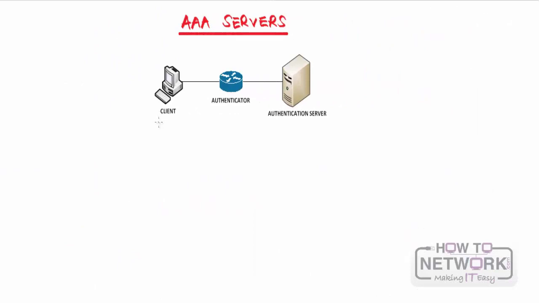AAA can be divided into three basic parts: the client, the authenticator, and the authentication server. So let's take an example. If you go to a VIP party and there's a list of those that should enter, when you arrive as the guest, you are the client. The person at the door, let's say a security guard who checks the list, would be the authenticator.